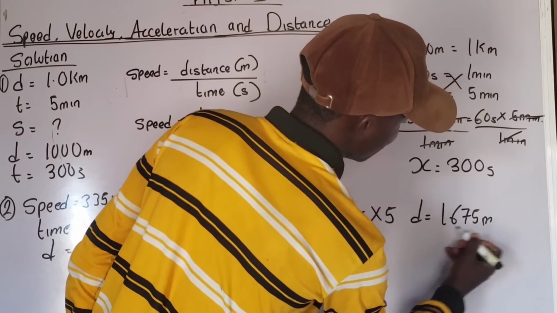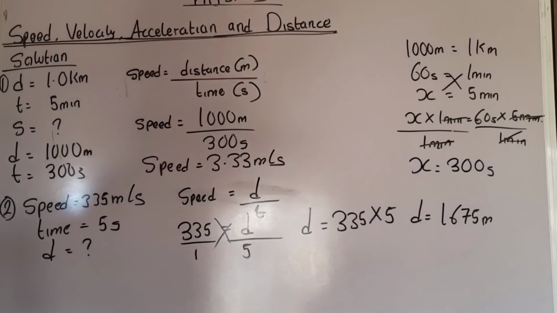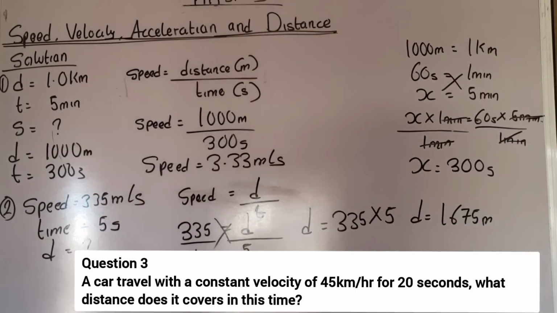1,675 meters. You understand? That is the solution to that question. Okay, let's proceed to question number 3. A car travels with a constant velocity of 45 km per hour for 20 seconds. What distance does it cover in this time?